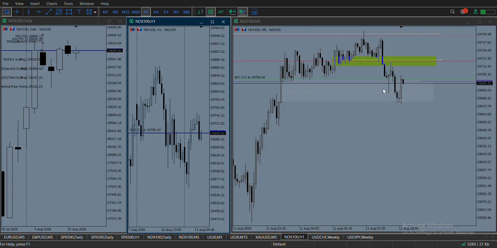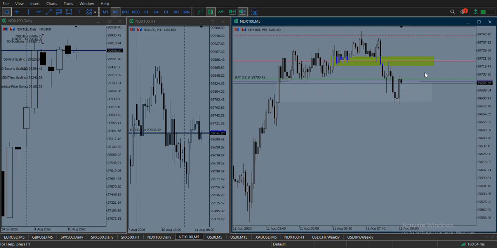Now, what I want to see is, if we're going to be trading higher, I want to see price not spending a lot of time on this inefficiency here. Just maybe touch it, maybe trade on the upper half of this inefficiency and then start to move higher, if we're going to be going higher.